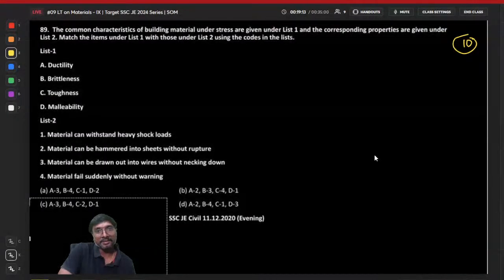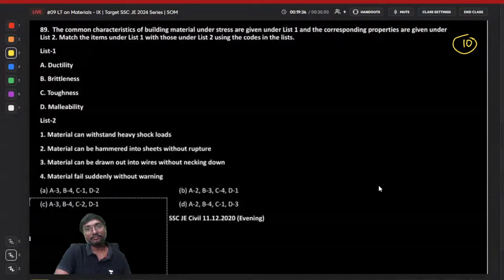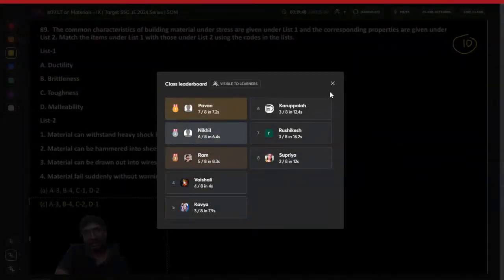Only 20 minutes, 19 minutes class over. Still 10-15 minutes is there. Pavan, Vaishali, Ram, Nikhil, Karpaya, Supriya, Rishikesh answered correctly.